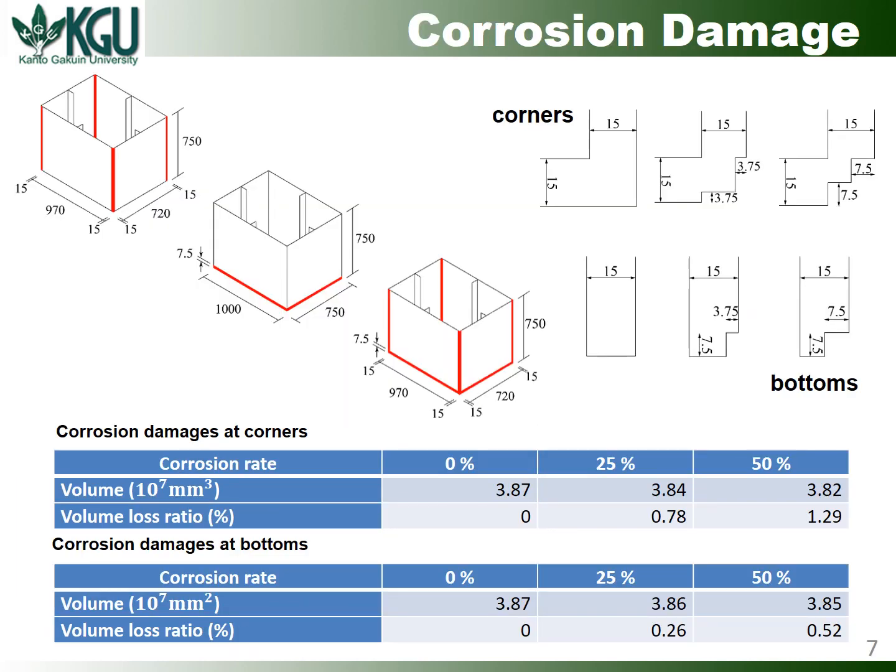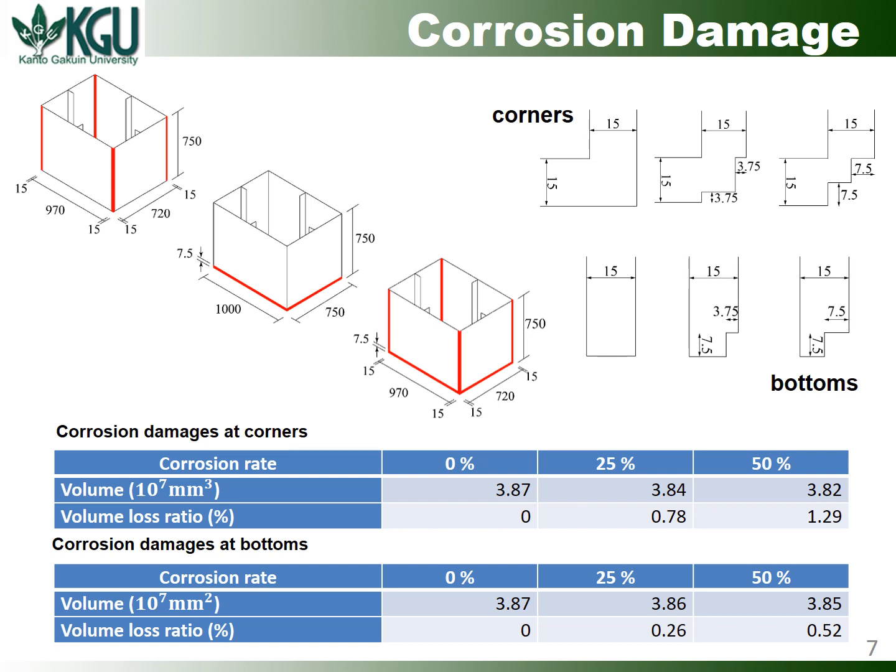Here, I will explain how we consider the effect of the corrosion damages. We consider three cases. The first case is that the corrosions happen only at the corners. The second case is that the corrosions happen only at the bottoms, and the third case is that the corrosions happen at both corners and bottoms.